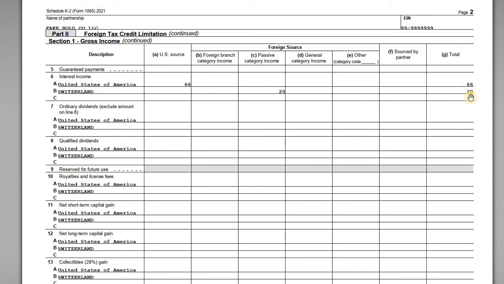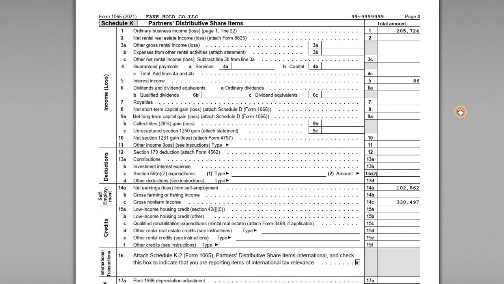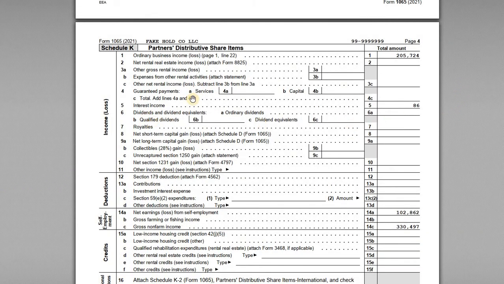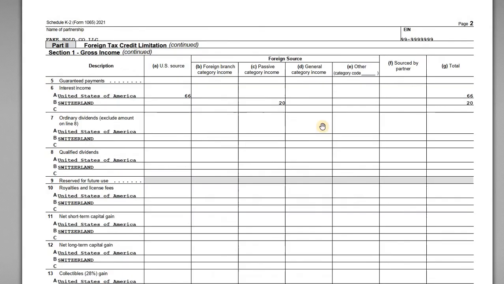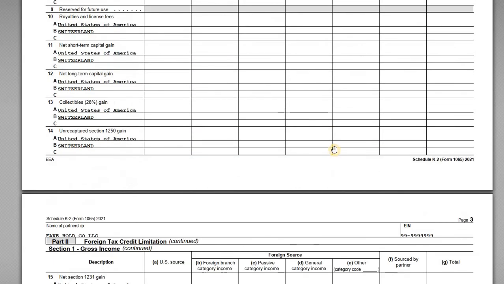Okay, so remember, $86 is the total amount of interest income, right? We can see that reported here on line 5. But remember, by looking at this, page 4, Schedule K, we have no information about what source that interest is coming from. That's why we have to look to the K-2 and the K-3 to get that specific sourcing information. All right, so that's how that item is working.